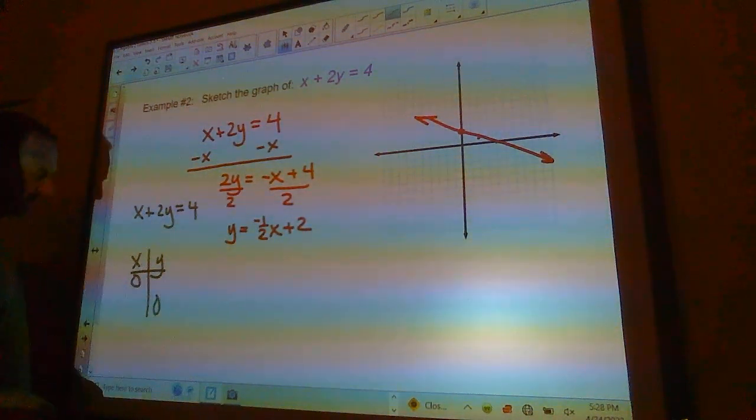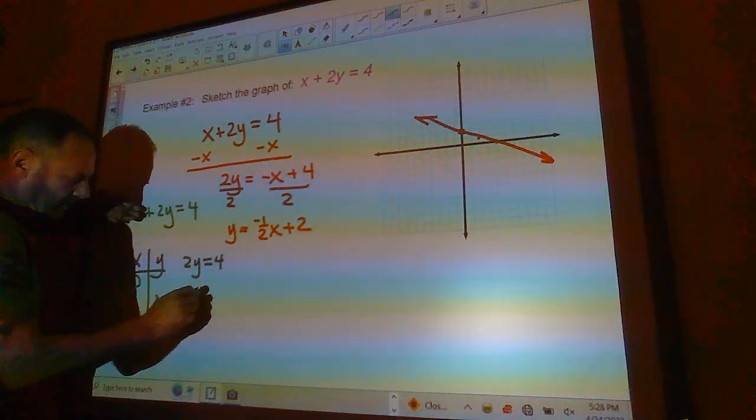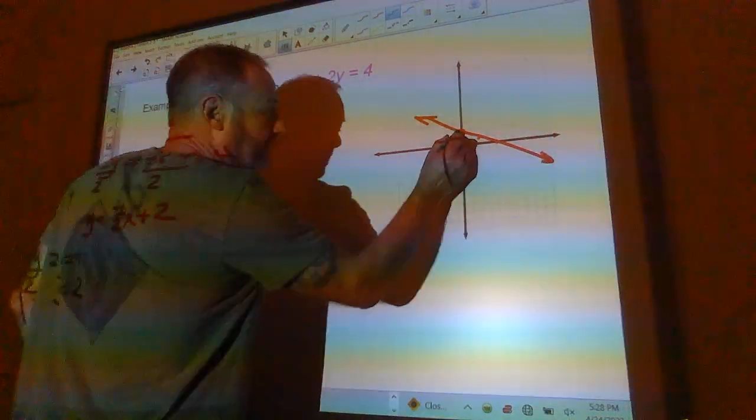Plug in 0 for x and 0 for y. Plug in 0 for x. I get 2y equals 4. And so I divide by 2 and I get y is 2. 0, 2. Well, there's my y-intercept right there.